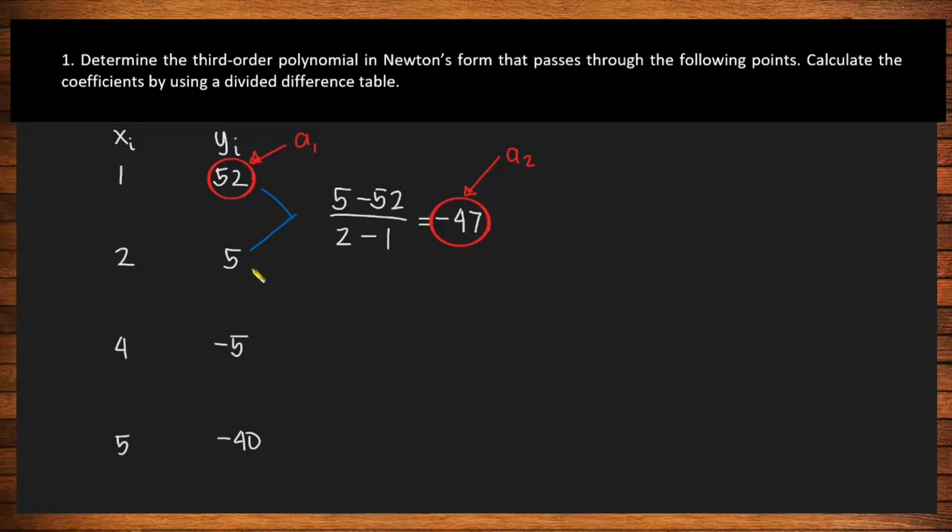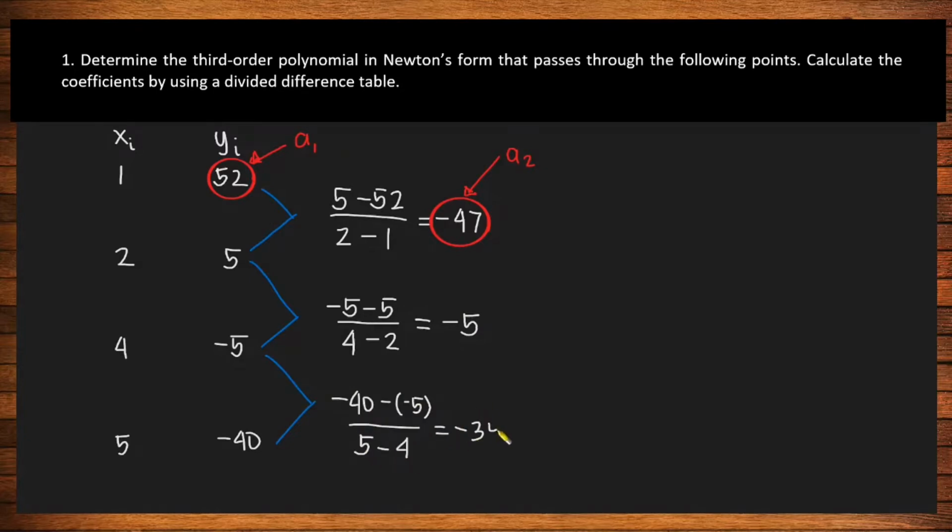Okay? So, for our next points, kukunin din natin yung divided differences nila. So, for our second and third points, again, sa numerator will be the difference of the y values. So, we have negative 5 minus 5. And then sa denominator, yung difference naman ng x values. So that will be 4 minus 2, and this will be equal to negative 5. And then, for our third and fourth points, same din yung gagawin natin.